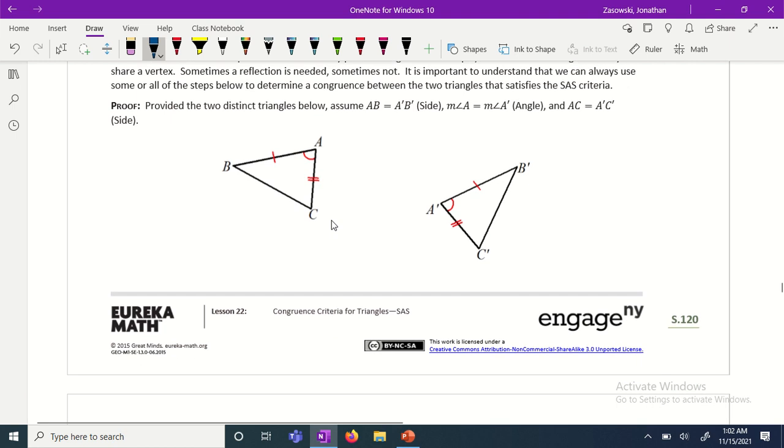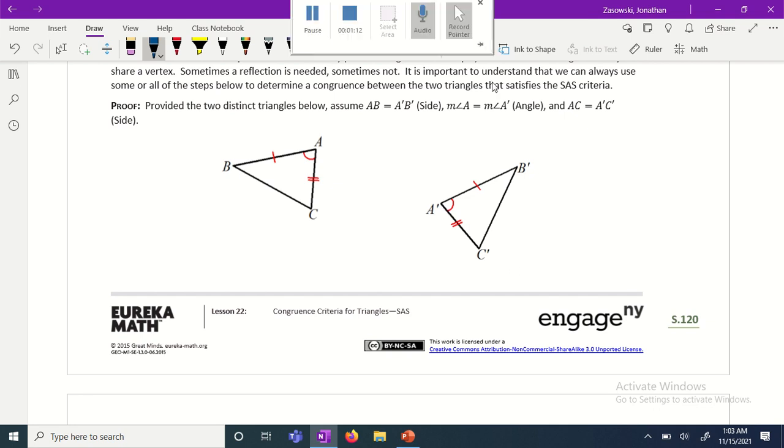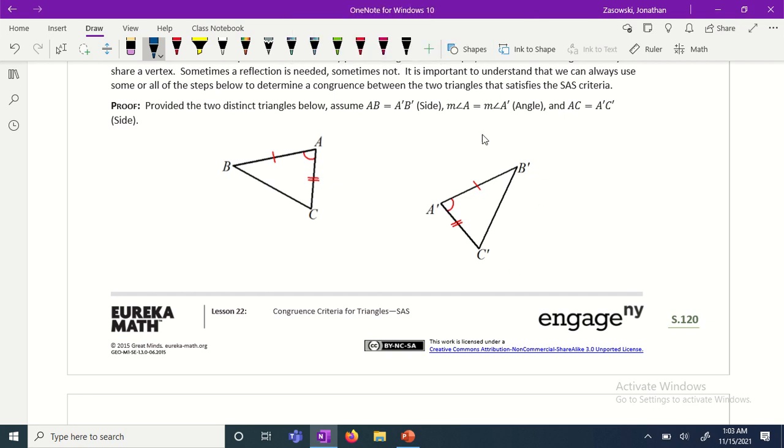So if we were just to describe why these triangles are congruent, given that AB is congruent to A prime B prime, angle A is congruent to angle A prime, and side AC is congruent to side A prime C prime. How would we go about showing this? And think about how would you get this triangle to move on top of that triangle? There's a couple ways to get this to happen, depending on how you want to do it.